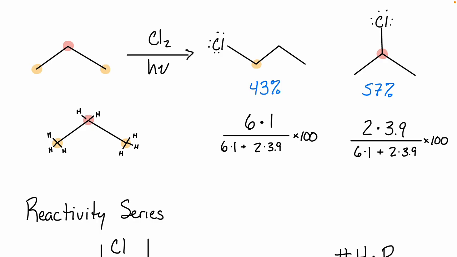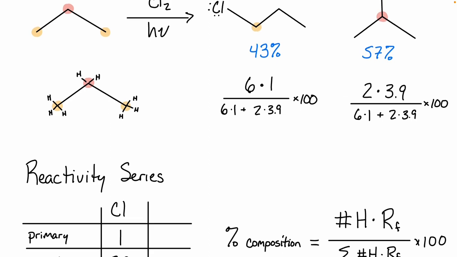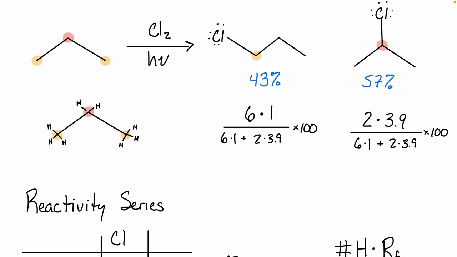And that's because there's another important factor here that's going to dictate our distribution of products. And that's just the number of hydrogens in that particular group. That orange group had a lot more hydrogens, 6 compared to just 2, which is what helped bump that number up to something closer to 50-50. I mean, it's still our minor product, but just barely.